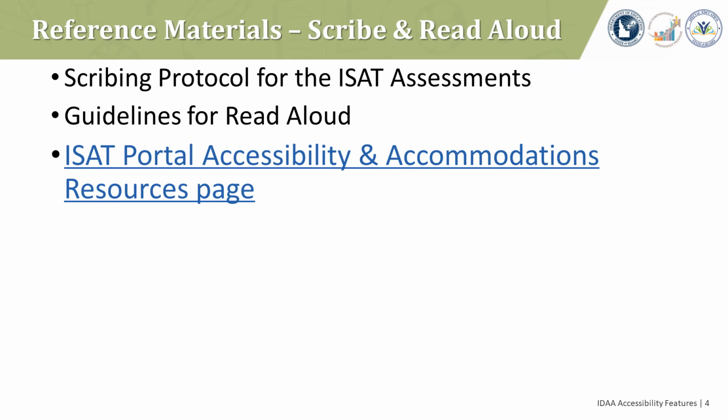Now, I know the Idaho Alternate Assessment is separate from the ISATs, but the scribing protocol for the ISAT assessments and the guidelines for ReadAloud are relevant for administering the Idaho Alternate Assessment to students who need a scribe and/or need the test read aloud by a familiar adult. You can download both documents from the ISAT portal Accessibility and Accommodation Resources page. I will talk more about the scribe when I discuss non-embedded accessibility features, and I will talk more about read aloud by a familiar adult when I talk about accommodations. Here is a short video to show you where to find these documents on the ISAT portal.